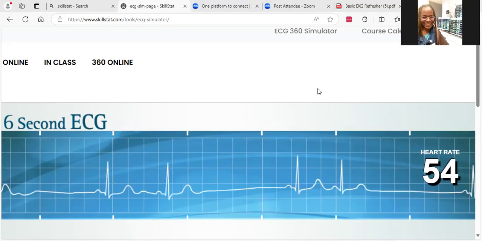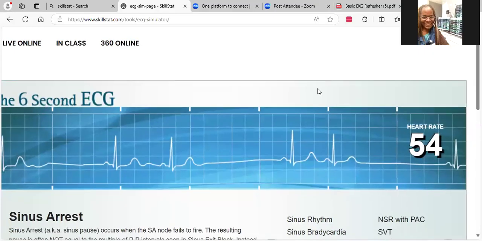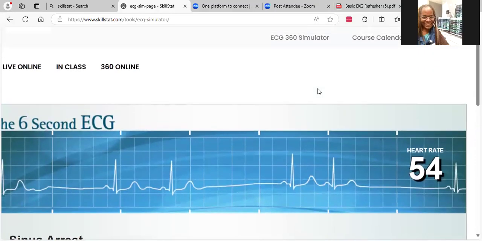So what does that make this rhythm? Sinus arrhythmia, sinus tachy, sinus Brady, normal sinus rhythm. If you said this was sinus arrest, you are correct. It has a P wave followed by QRS and T. All of them have P waves. The rate is consistent, except for when we have these long pauses in between.